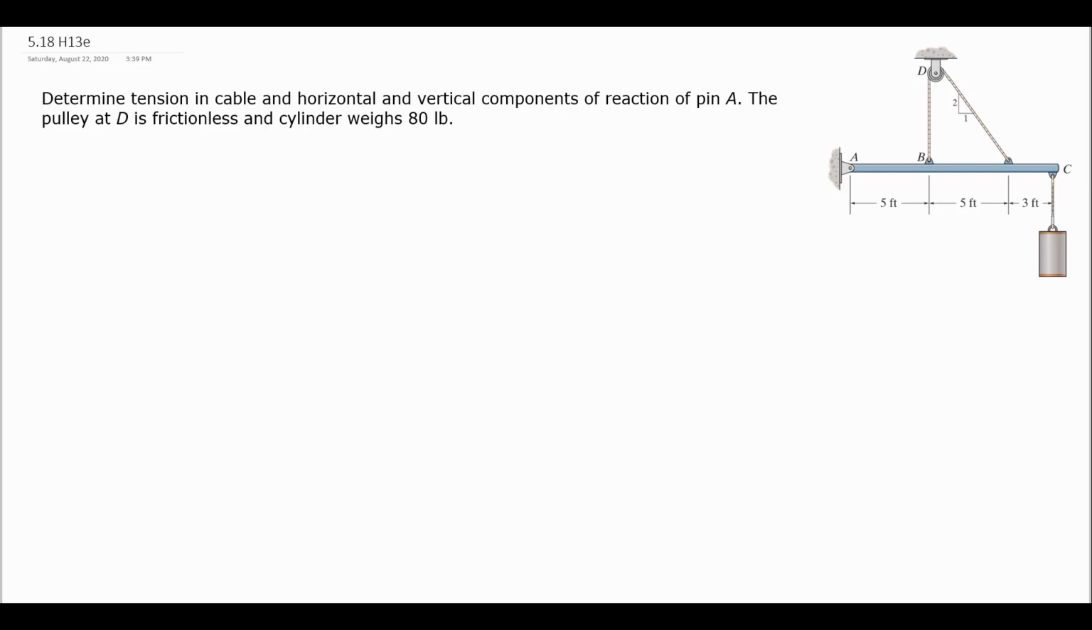This problem has us find the reaction at A and the tension in the cable. And we are to treat A as a pin. So the reaction at point A and the tension, which I will be calling T in this problem as we go forward.